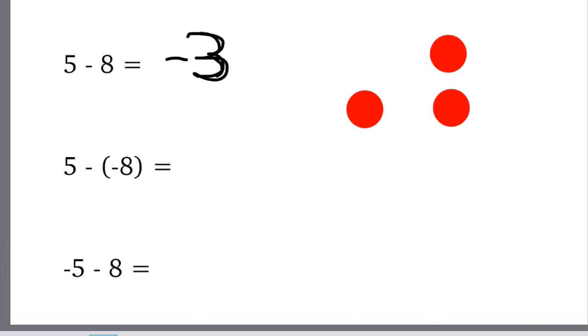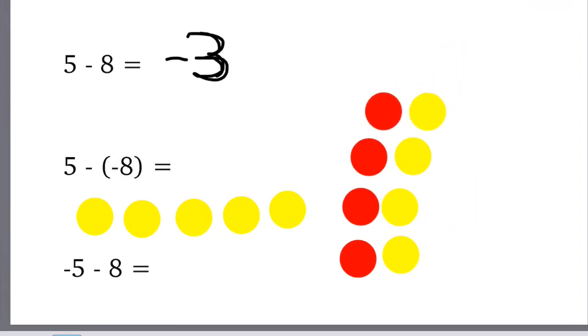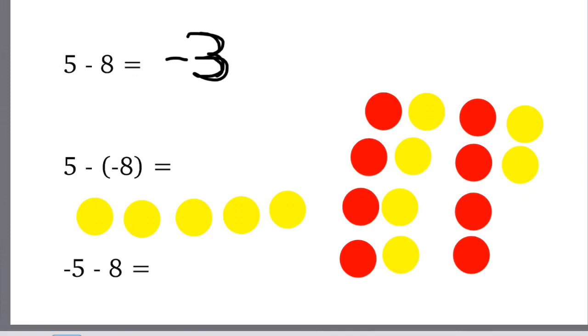So for this problem, we are starting with 5 positive counters. 1, 2, 3, 4, 5. And we are taking away 8 negatives, but we don't have any negatives. So I need 8 zero pairs. 1 zero pair, 2 zero pairs, 3 zero pairs, 4 zero pairs, 5 zero pairs, 6, 7, 8.